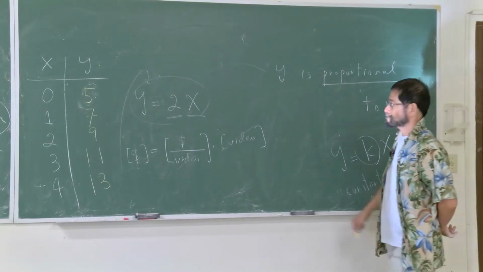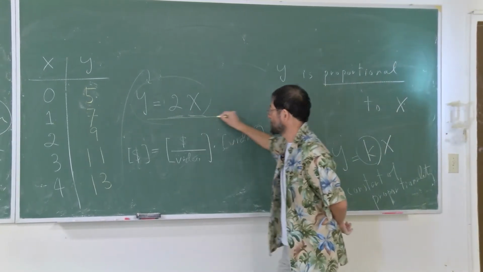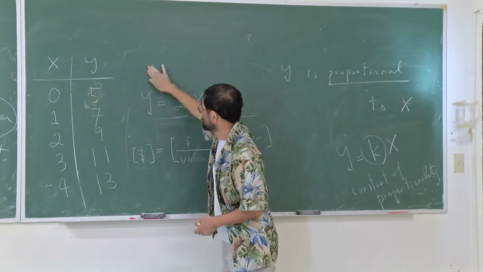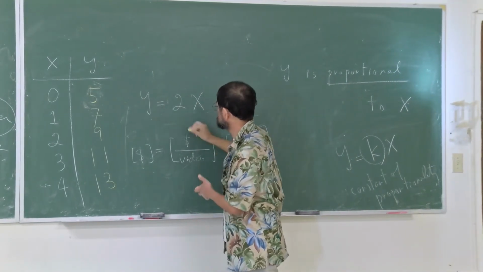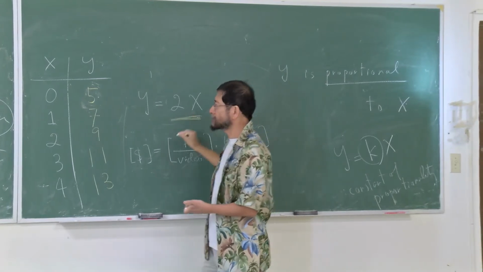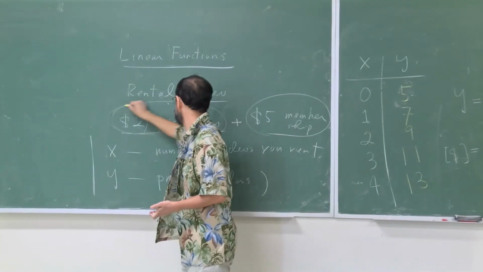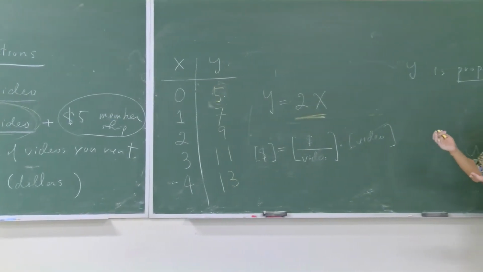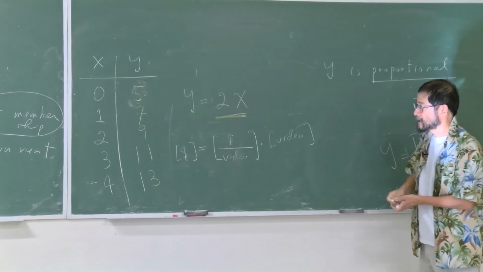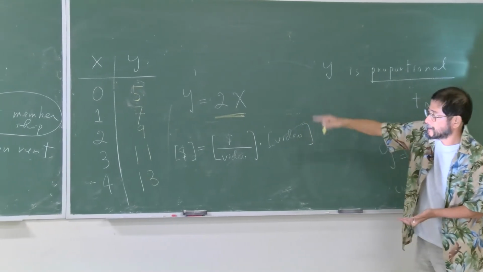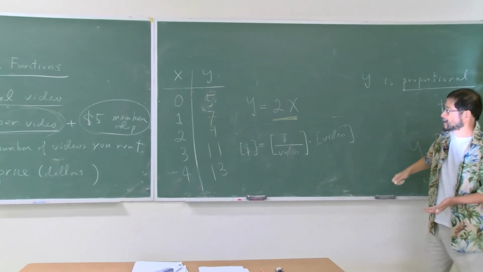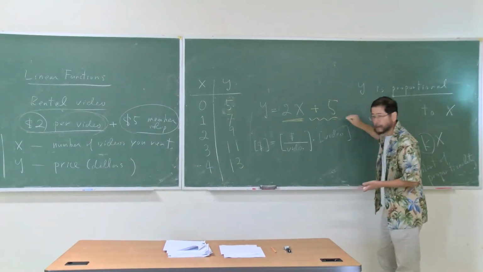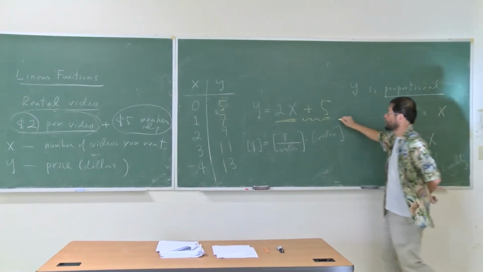Now, how about the formula? So how do you change this one? This part is the price you have to pay for the video you rent, but also you have to pay the membership fee. So that's why if you compare this with the previous one, you always have to pay the $5 more. Okay, so that's why this is your new formula.